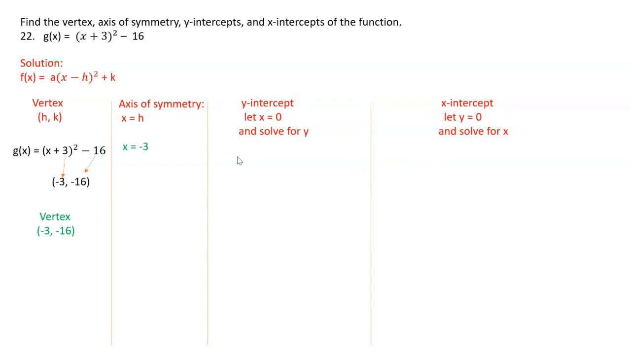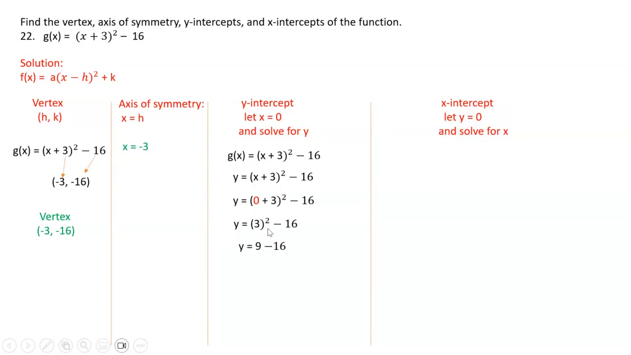Now, to find the y-intercept, we're going to let x equal 0, right? So 0 plus 3 will give us 3. That gives us 3 squared minus 16. 3 squared is 9. 9 minus 16 will give us negative 7. So the y-intercept is (0, negative 7).